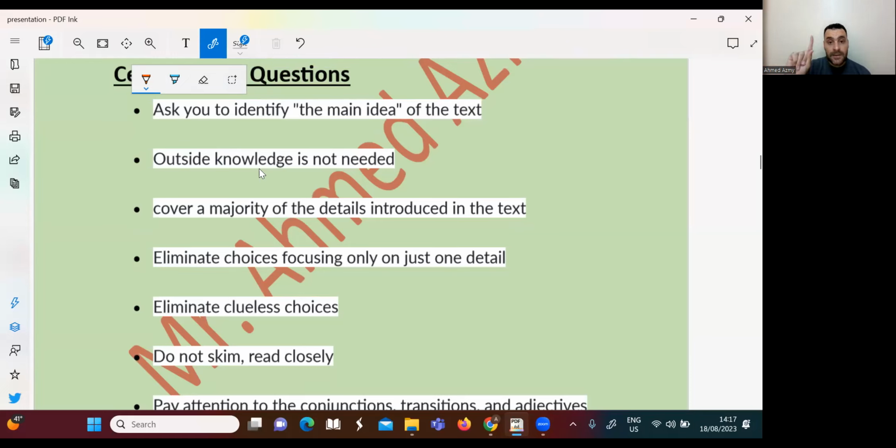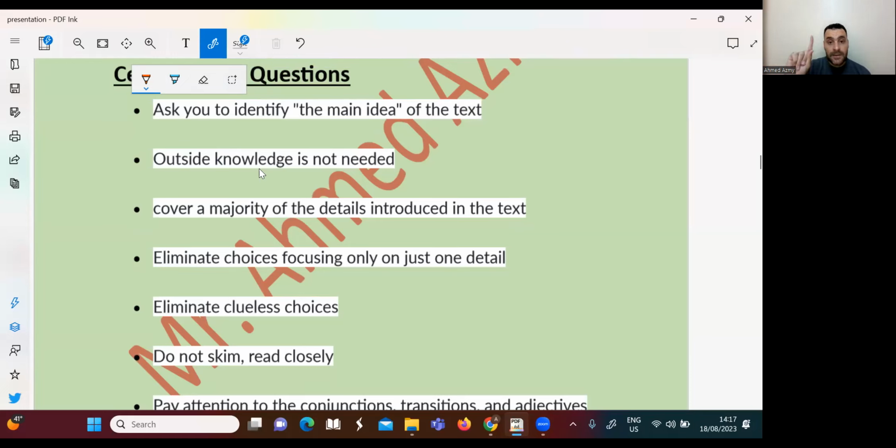Okay, if you want to choose the main idea, Hagar, should it include one detail from the text or all the important details? All the important details? Yes, bravo, because I need to know the main idea of the text. So all the important details should be in the choice I will choose. So the main idea should cover what, Hagar? Read. A majority of the details introduced in the text. Very good. A majority of the details introduced in the text.